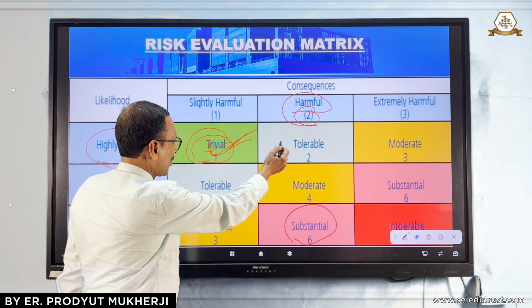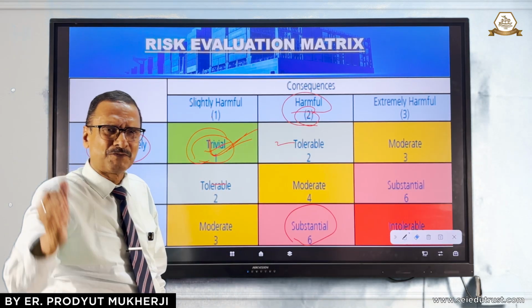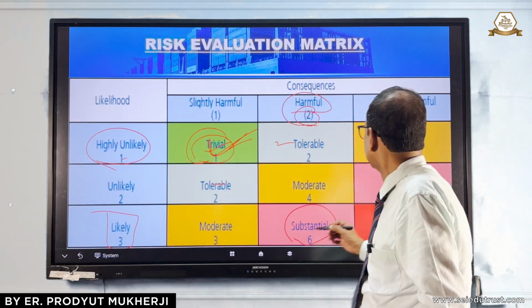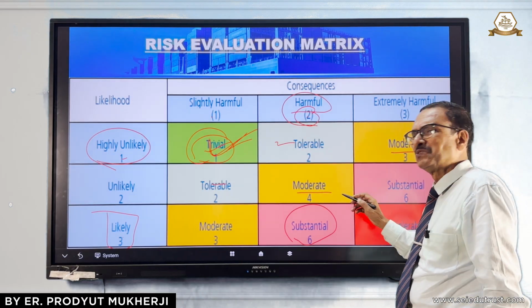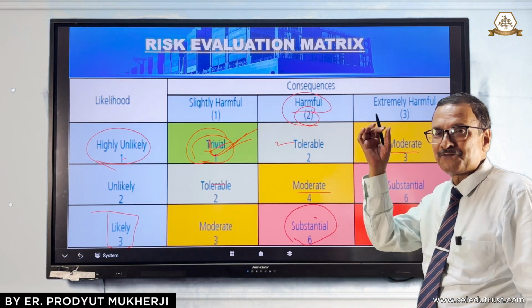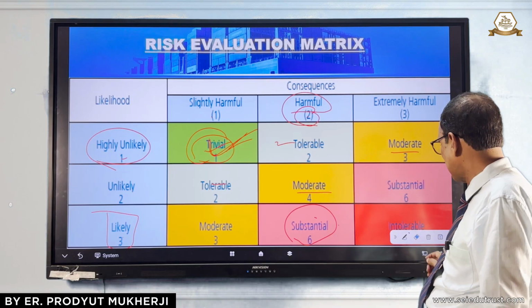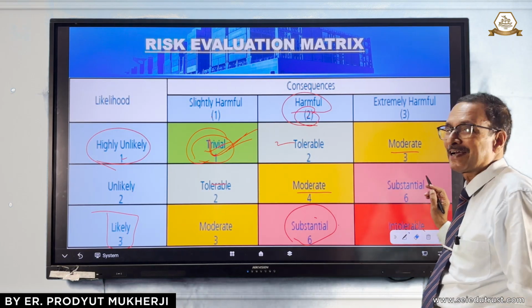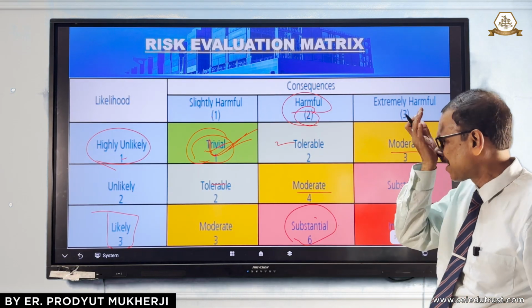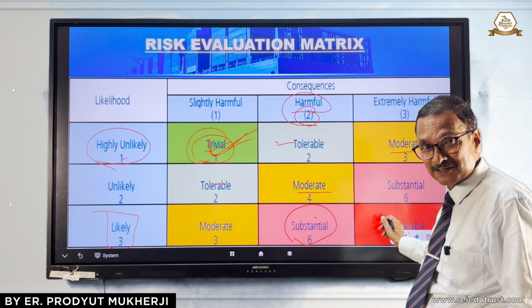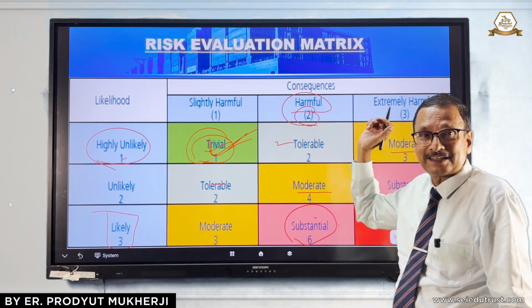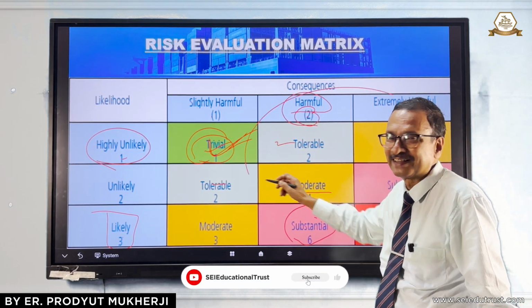Green is absolutely okay. Light green, tolerable. We can proceed with the job. Moderate, okay. Substantial, we have to put some extra control elements. Intolerable, we cannot do the job unless we reduce the product of probability and the consequences into this region.